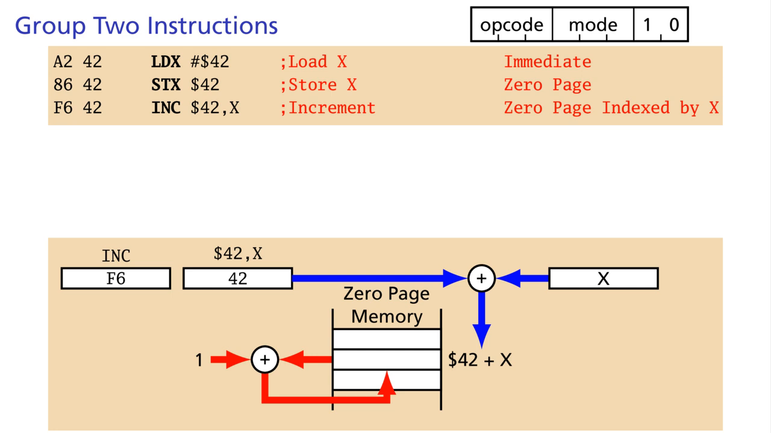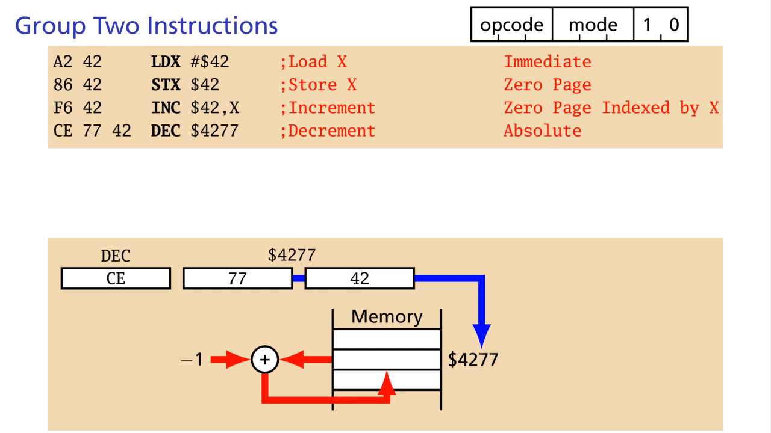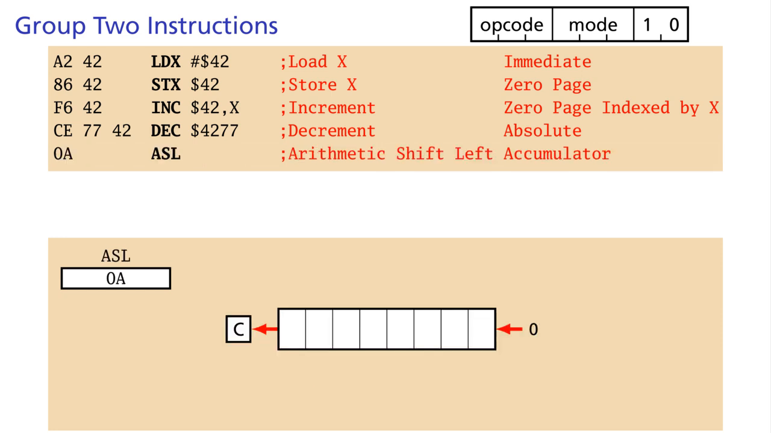INC is a read-modify-write instruction that adds 1 to the value of a byte in memory, here using zero-page indexed addressing. DEC does the opposite of INC, decreasing the value in memory by 1. ASL is arithmetic shift left. It shifts bits left by 1, shifting a 0 into the least significant bit and shifting the MSB into the carry flag. This example is using the accumulator addressing mode, where the source and destination is the accumulator by itself.